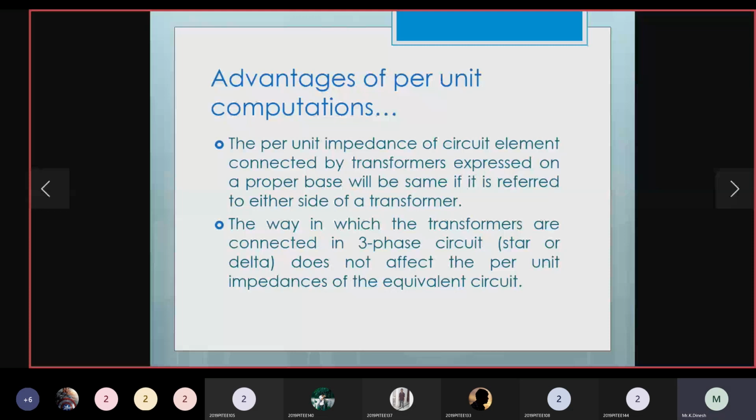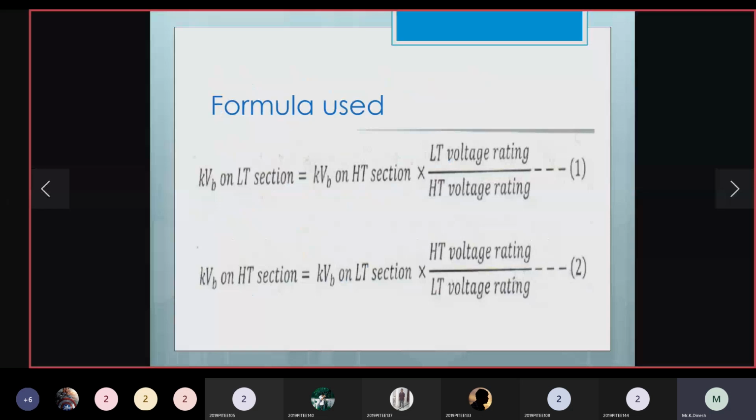Our intention is to solve numerical examples. A single line diagram is given, and we are going to estimate the per unit circuit, or perform per unit analysis. These are all the formulas required. KVB on the low tension side is equal to KVB on the HT side, multiplied by LT voltage rating by HT. LT means low tension, HT means high tension.